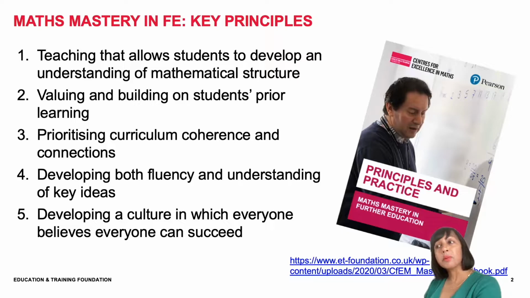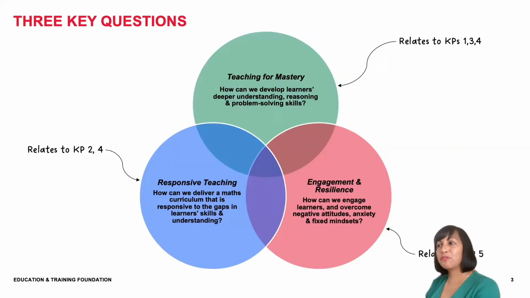A ratio table helps uncover the mathematical structure, and the ratio table can be used for many different areas of the curriculum and helps to understand proportionality. Action research findings over the past 3 years have led to the emergence of 3 key questions. Take a moment to have a look at those questions inside the 3 circles.